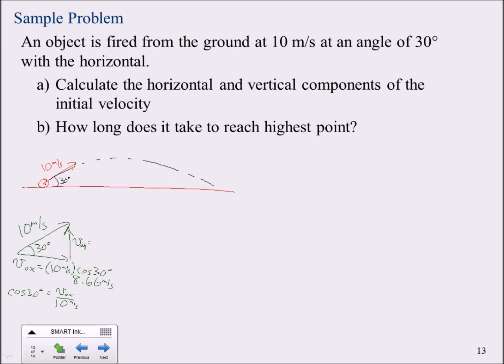This initial y velocity, again, the sine of 30 degrees equals v0y over 10. So v0y equals 10 times the sine of 30 degrees. The sine of 30 degrees is 0.5. So this is 10 times 0.5, or 5 meters per second. So the x component of the initial velocity is positive 8.66 meters per second. The y component of the initial velocity is positive 5 meters per second. Again, it's moving to the right in the positive x direction, and it's moving up in the positive y direction.